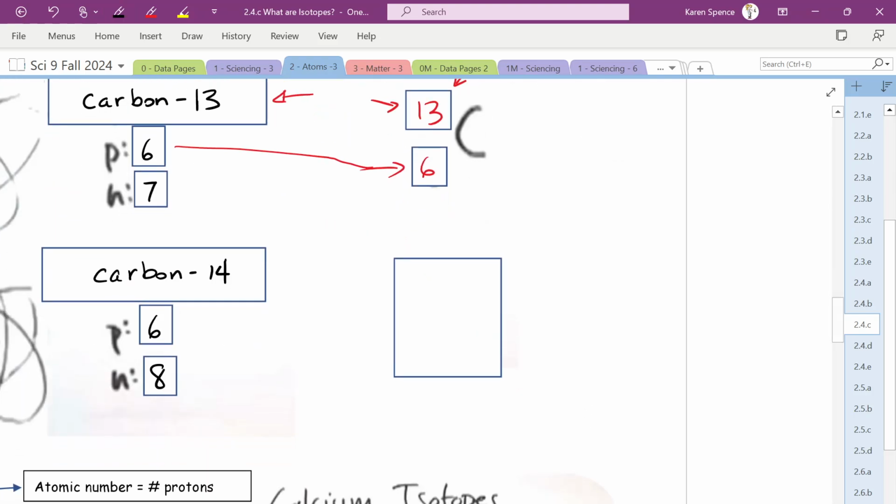All right, and carbon 14, you'll write the C. What goes at the top of carbon? 14, the mass. And what goes at the bottom of carbon? 6. Okay?